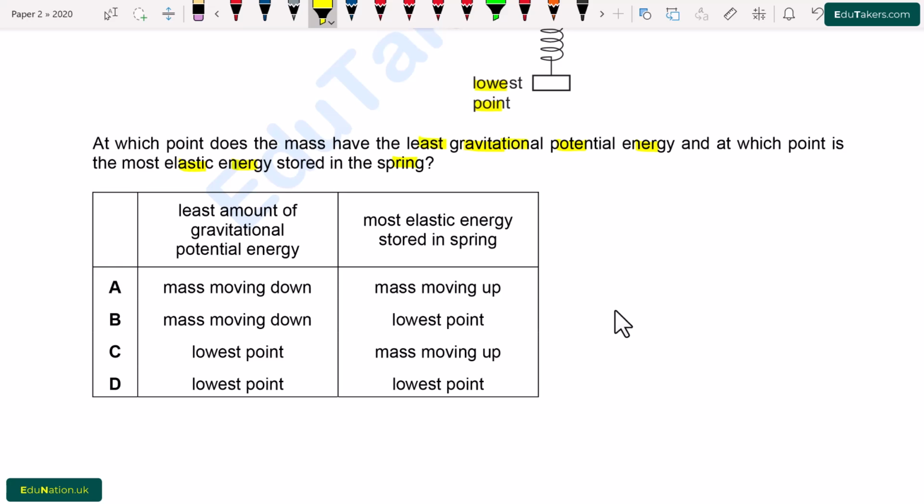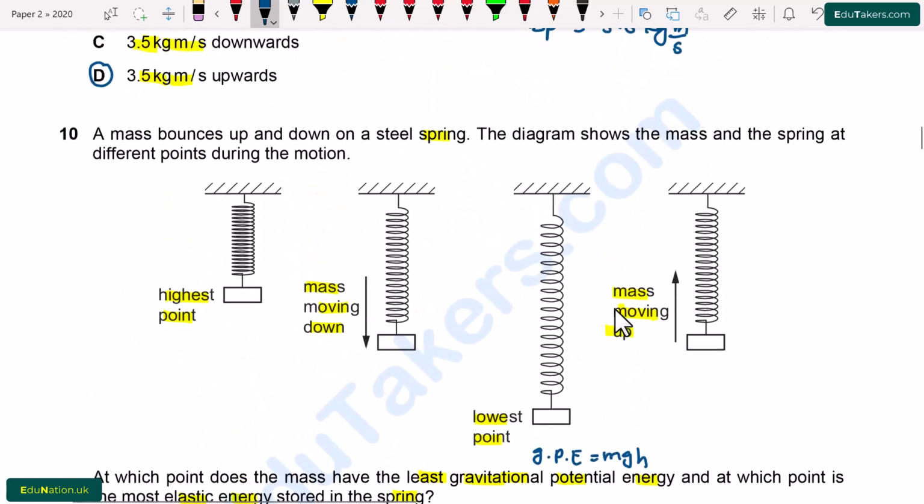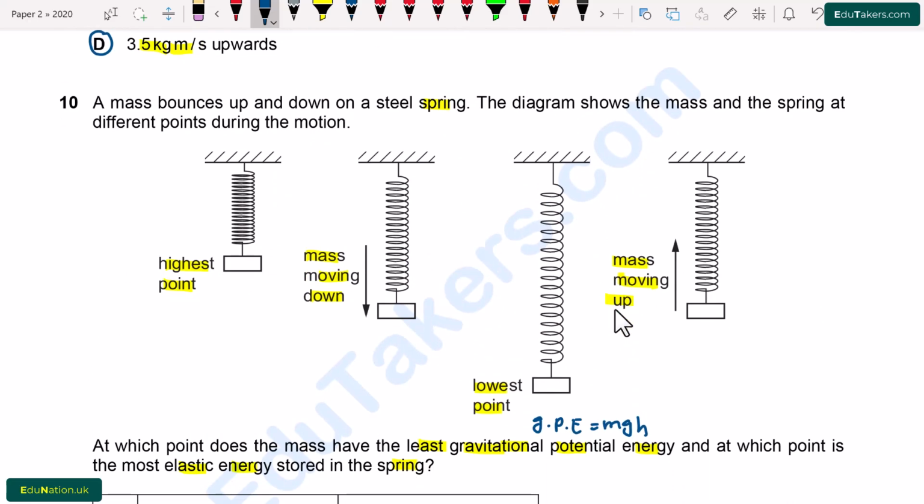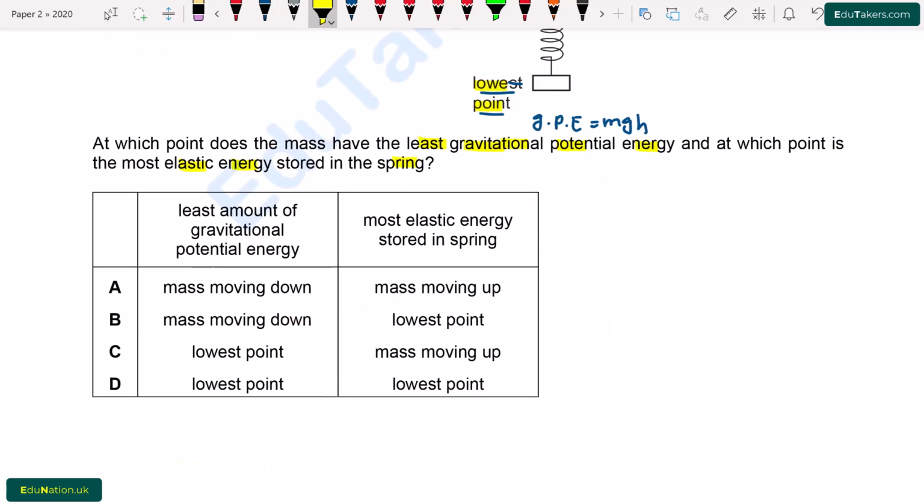So gravitational potential energy is basically related with the height, because gravitational potential energy is equal to mgh. So where the gravitational potential energy is least and the elastic potential energy is maximum. The elastic potential energy will be maximum where there is more extension in the spring. So from here we can see that the spring is maximum stretched at the lowest point. So the most elastic energy stored in the spring will be at the lowest point.